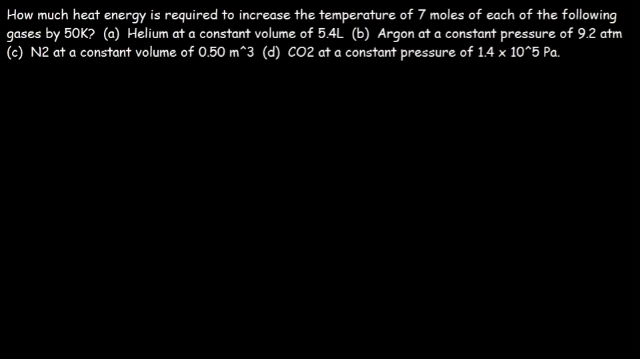How much heat energy is required to increase the temperature of 7 moles of each of the following gases by 50 Kelvin? So first we have helium at a constant volume of 5.4 liters. Perhaps in an earlier chapter you've learned that Q is equal to mc delta T, where m is the mass, c is the specific heat capacity, and delta T is the change in temperature.